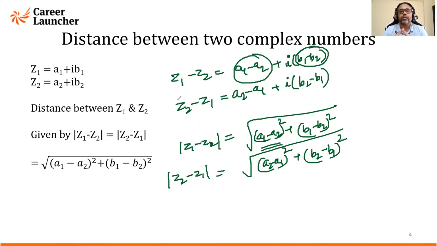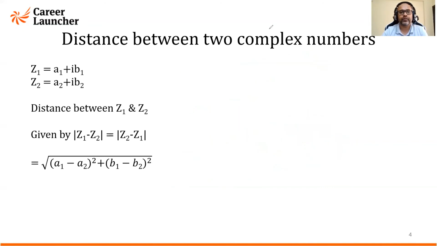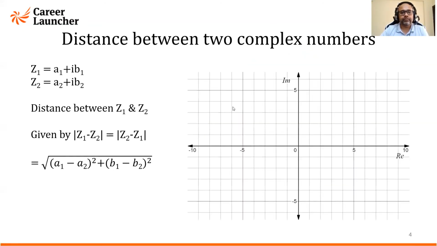So the distance between two complex numbers is nothing but the square root of the difference of their real parts squared plus the difference of their imaginary parts squared, under root. Okay. So graphically, if this is your Z1 and this is your Z2, this is the distance between them. Right? So it's pretty self-explanatory after that, whatever I showed.